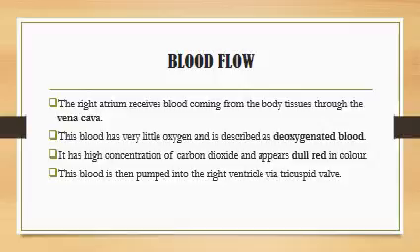This blood is then pumped into the right ventricle via the tricuspid valve. We have the two valves with their flaps. We have the tendons attached to those valves, which we say are valve tendons. So the blood from the right atrium will be pumped into the right ventricle via the valve.